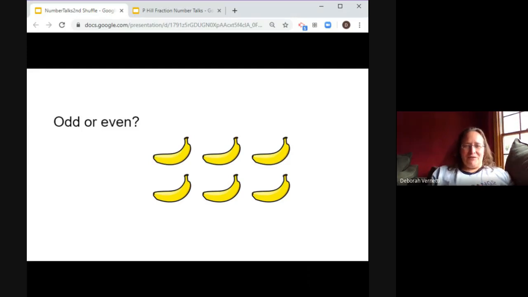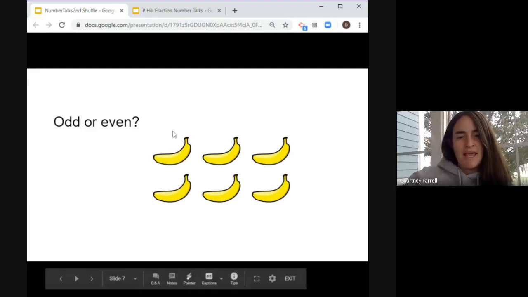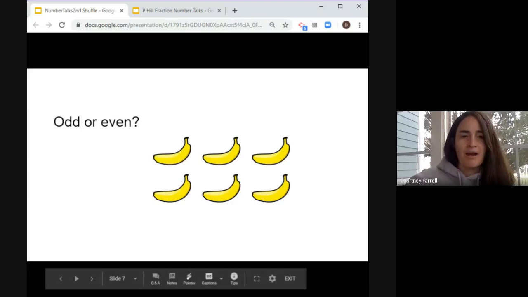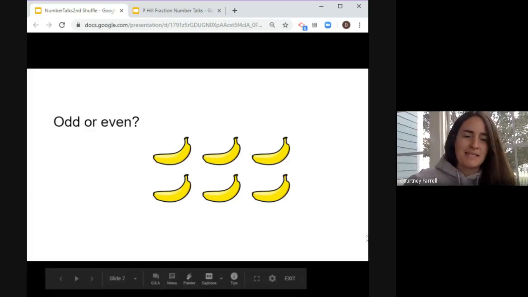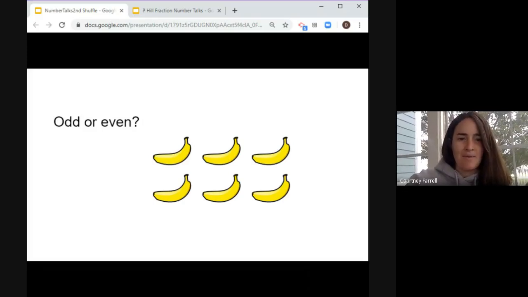What do you think, Mrs. Farrell? I think that when I look at this picture of bananas, there are an even number of bananas. The reason I think that is because I see that there are two groups of two bananas. There are three groups of two bananas. And we know that when we have an even number of something, it means that every item has a pair. So each of those bananas has a pair or a partner, and there is not a leftover banana without a partner. So I know this is an even number.